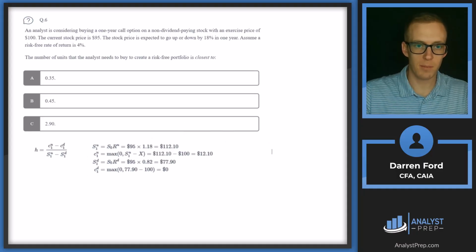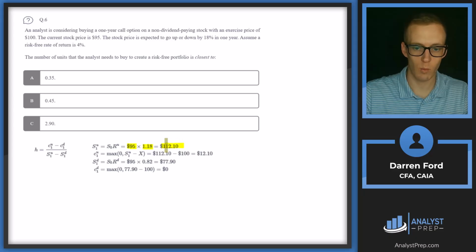For stock up, like we said, we're going to be doing $95, which is the current price, and then we're going to multiply that by 1 plus 18%, which gives us 112.1. So that's going to be this number right here. And then I'm going to come down here to stock down. So stock down is going to be 95 times 0.82, which equals 77.9. So that'll be this figure right here.